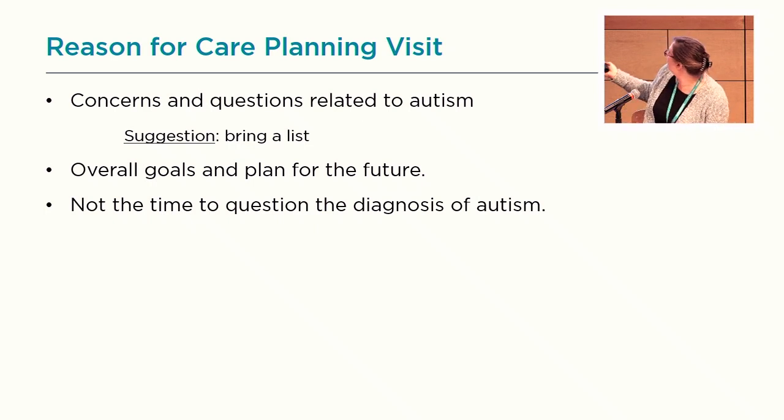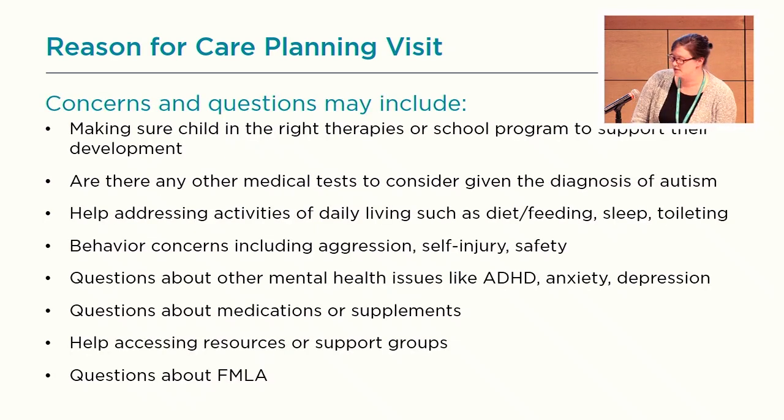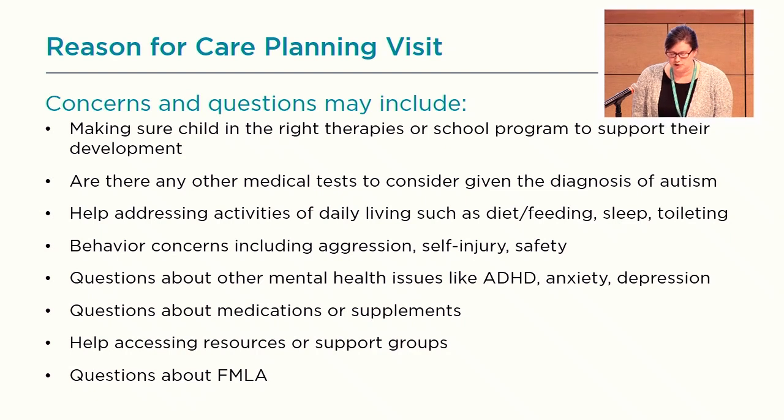So, common concerns and questions. Just some common things that we hear from families. They want to make sure that their children are in the right programs for them. They want to make sure that their children are receiving the right types of therapies and that their therapies are focused on the right goals. They want to make sure that their children are medically cared for. And a lot of families have questions about what kinds of medical testing their child might need in the context of autism.